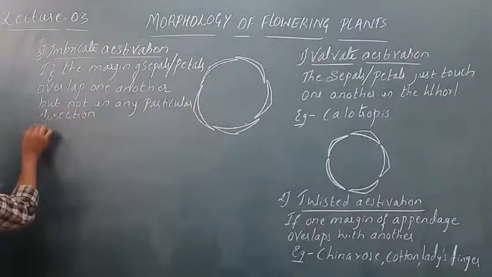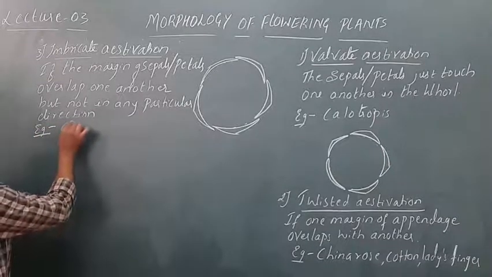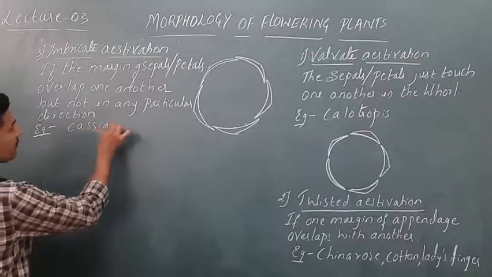Such type of estivation is said to be imbricate estivation, and the example that we are going to see here is cassia and gulmohar.